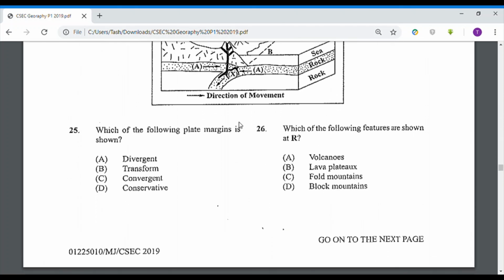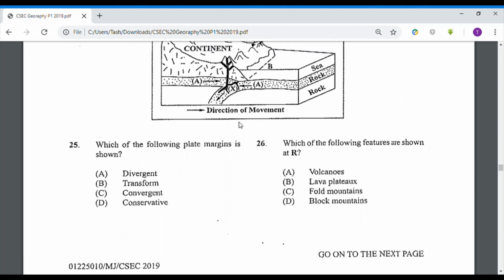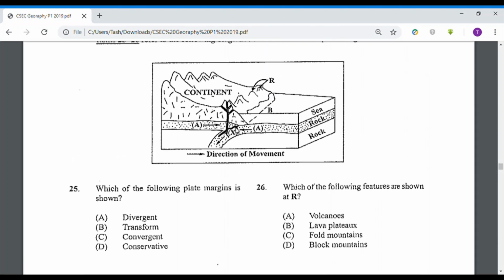Number 25, which of the following plate margins is shown? Here we are looking for plate margins, so we need to first look at the direction of movement. So we are seeing the arrow pointing this way, and then we are seeing the subduction taking place here. And basically, the plates are colliding, or they're coming towards each other, or they're converging. That means our answer for that question would have been convergent. That is letter C for 25.